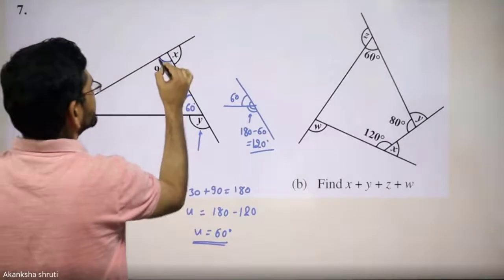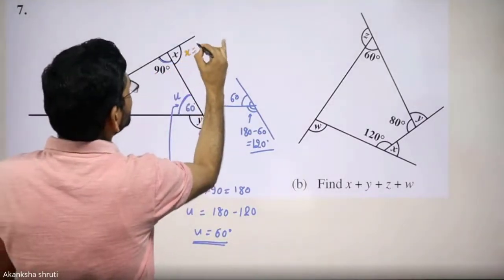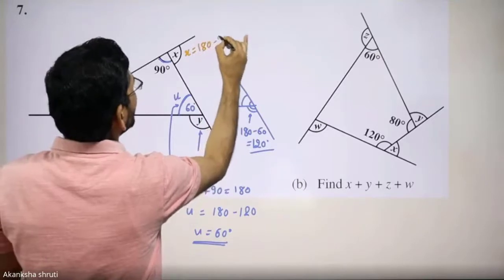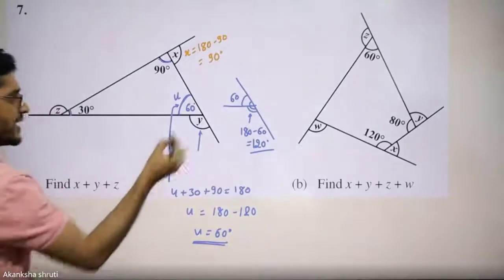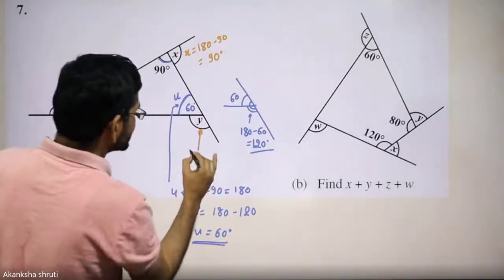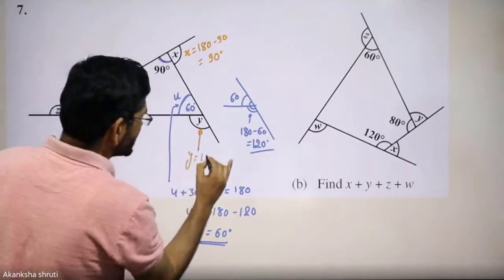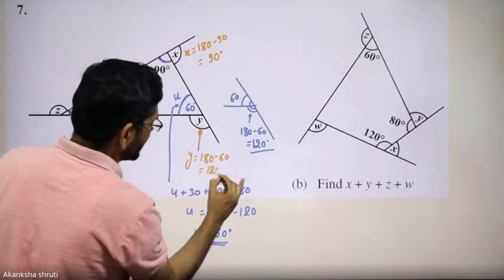Coming to this x, 90 plus x would be 180. So x will be 180 minus 90. It is going to give us 90. Similarly, we need to calculate this y. This internal angle is 60 degrees, so y is obtained by 180 minus 60. It is 120 degrees.